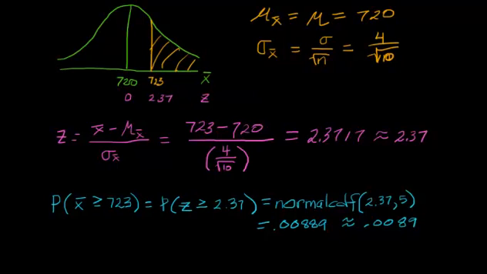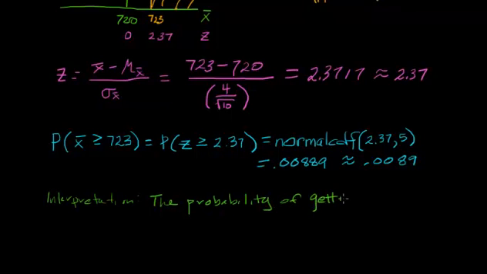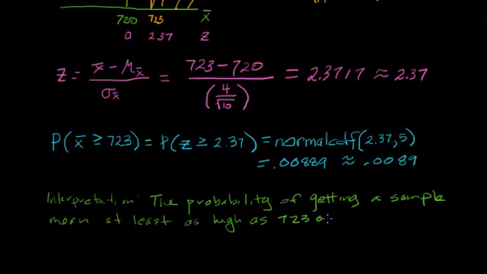Okay, so now we have to interpret our results. The probability of getting a sample mean at least as high as 723 ounces. Remember, that's what we were asked to find: the probability of getting a sample mean at least as high as 723 ounces. So I'm answering that question in a nice sentence here that summarizes it.